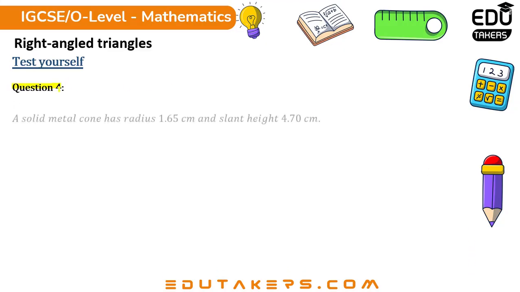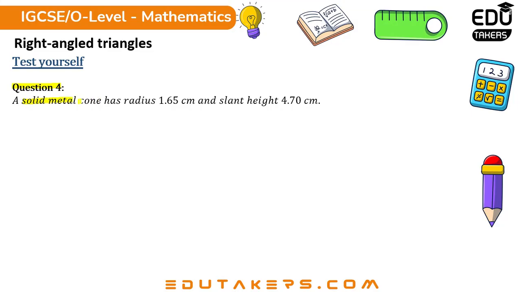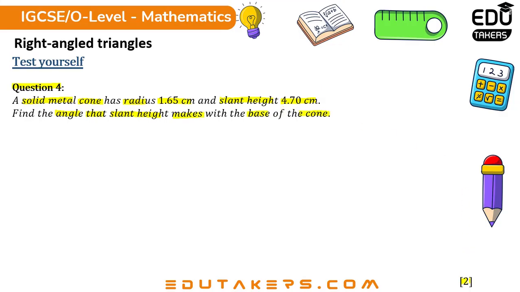Question 4. A solid metal cone has radius 1.65 cm and slant height 4.70 cm. Find the angle that the slant height makes with the base of the cone. It's a 2-mark question.